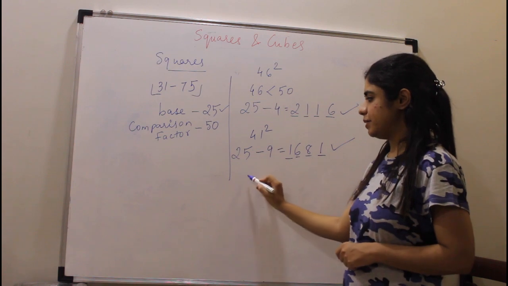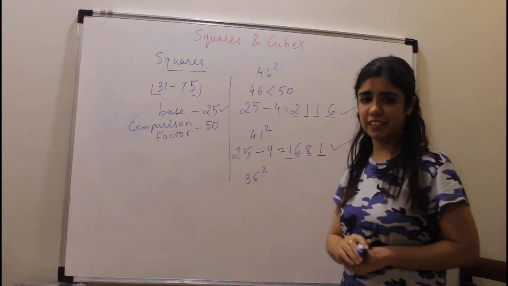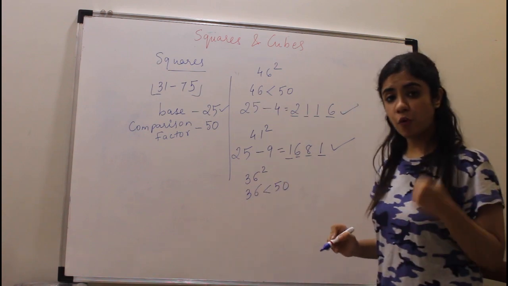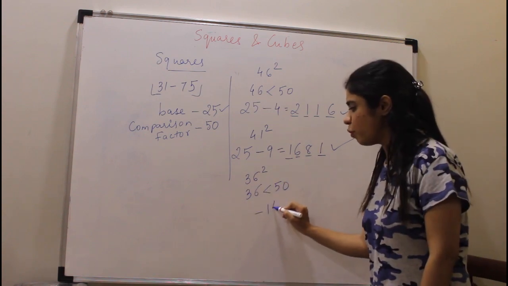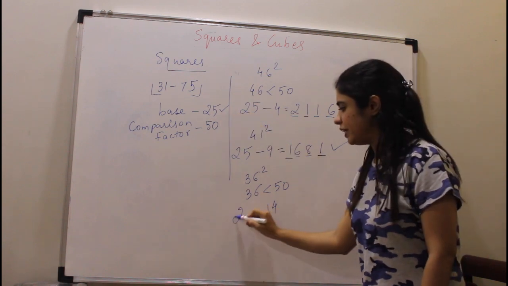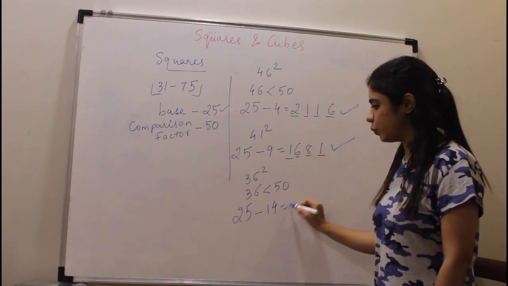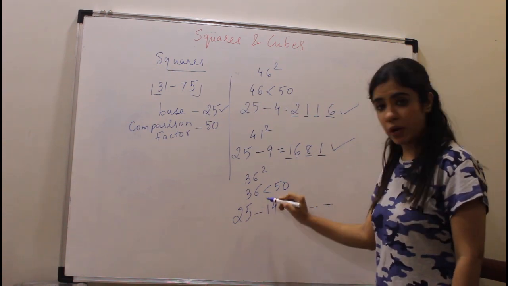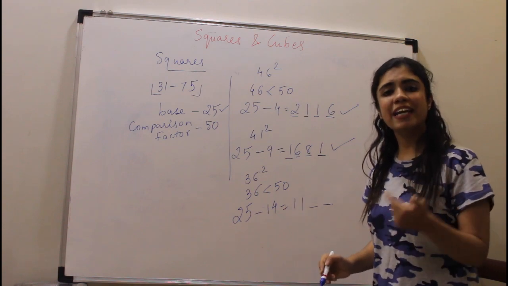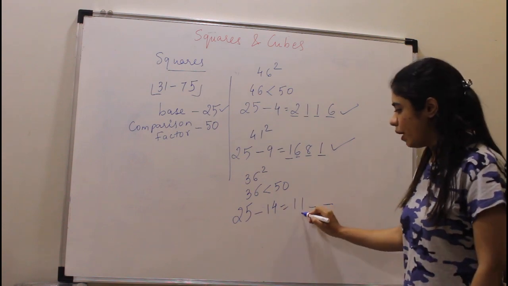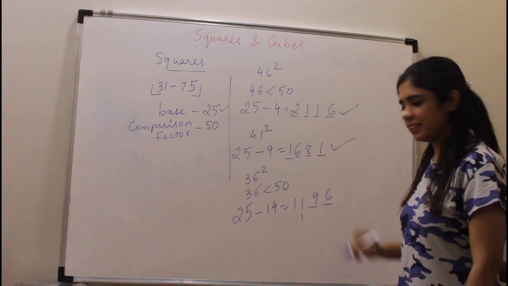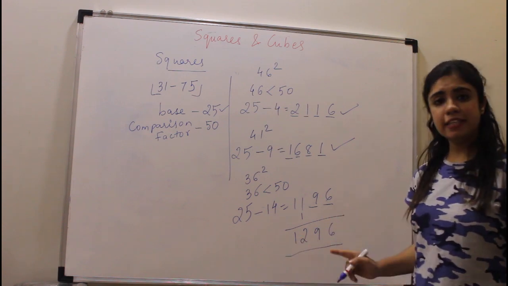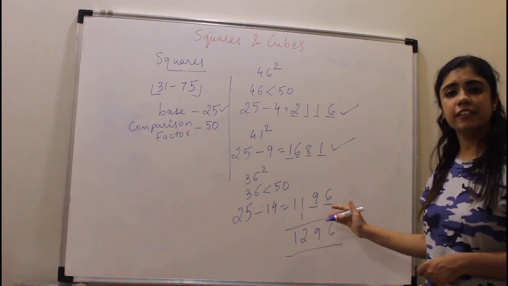Let's take another example. Suppose I ask you, what is 36 square? 36 is how much less than 50? It is 14 less. So you're going to subtract 14 from your base. So 25 minus 14 will give you 11. You have two spaces remaining. Now what is 14 square? 14 square is 196. So what will you do? 1 will get carried and you will have 96 here. So your answer will be 1296. This is how you calculate 36 square.